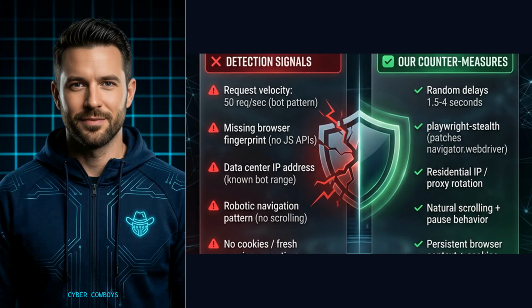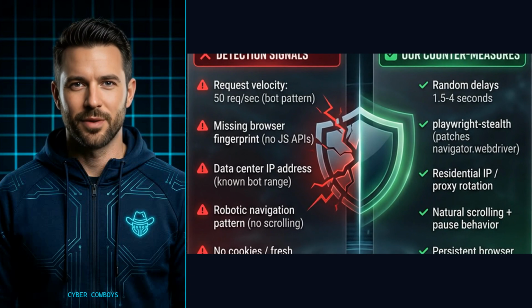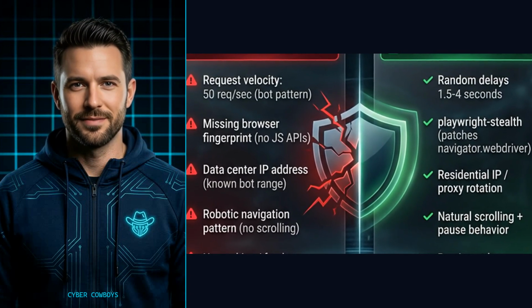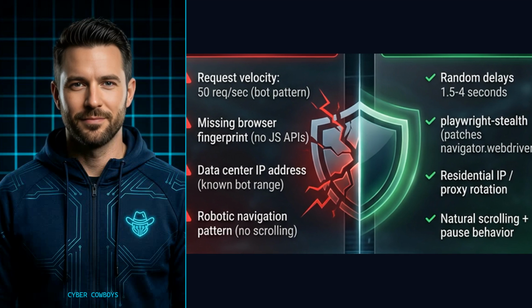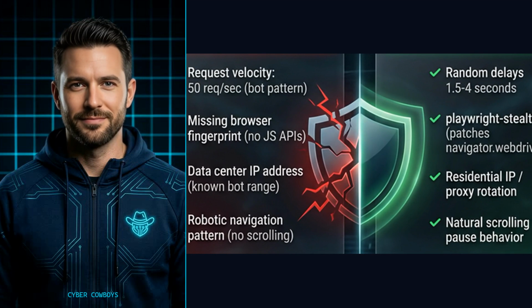Every developer who's tried to scrape at scale has hit the same wall. Your IP gets blocked, your requests start returning captchas, or the data just stops showing up, usually between the first 200 and 500 requests. In this video, I'm going to show you the exact techniques I use to scrape tens of thousands of pages without triggering blocks.